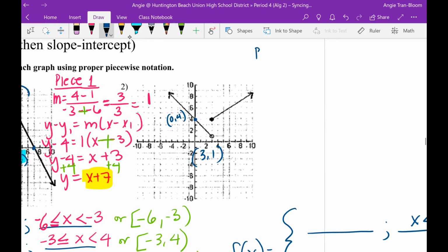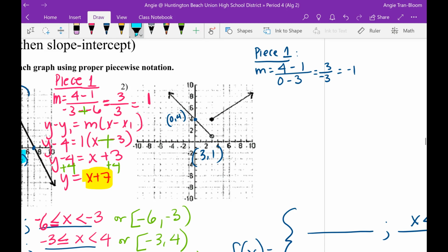Piece 1. M is y1, 4, minus y2, 1, over. Tell me what's in the bottom. What do you write in the bottom of the slope? 0 minus 3. Can I write 3 minus 0? No, that would be incorrect. So 4 minus 1 is what? 3 over negative 3, which is negative 1. Perfect.